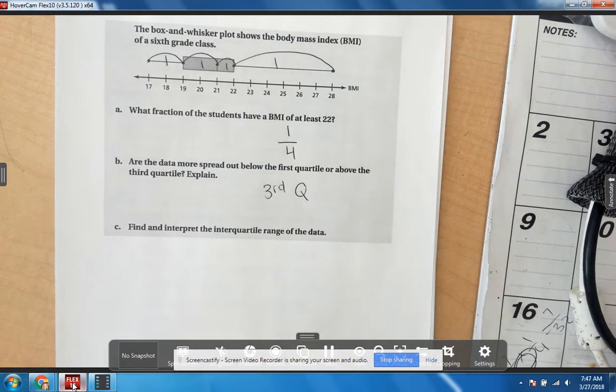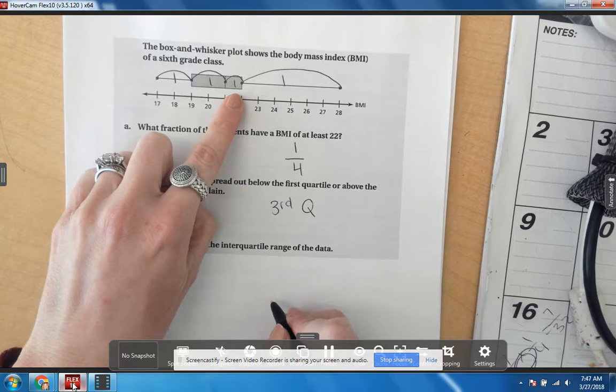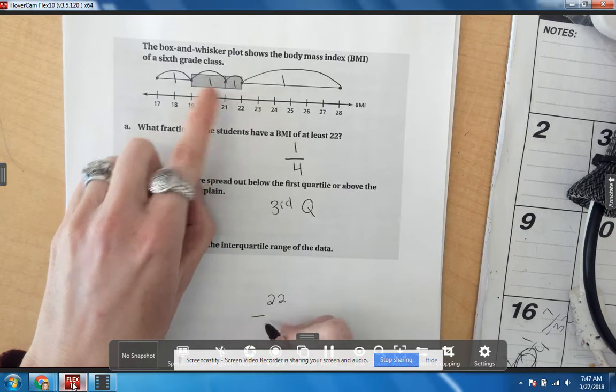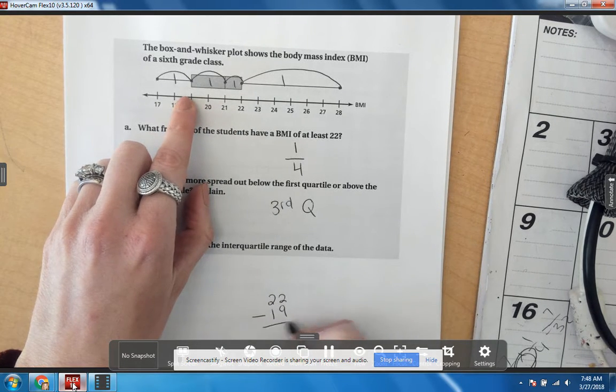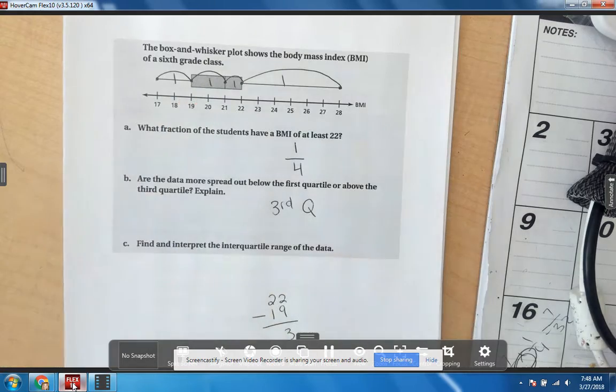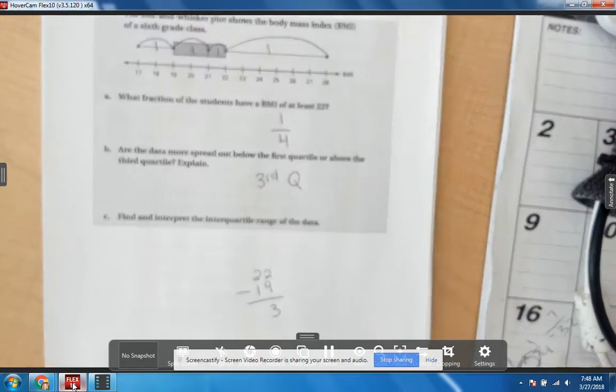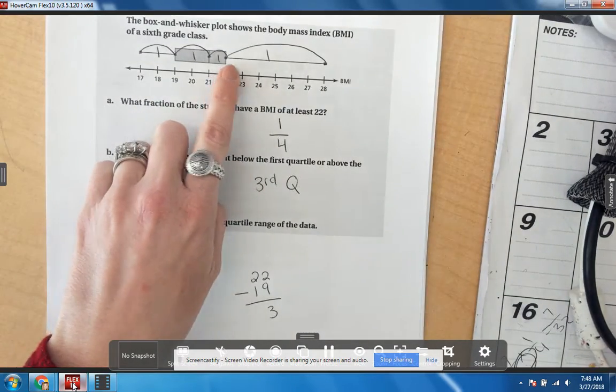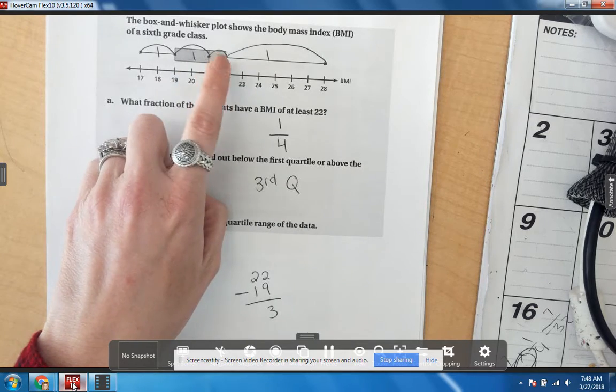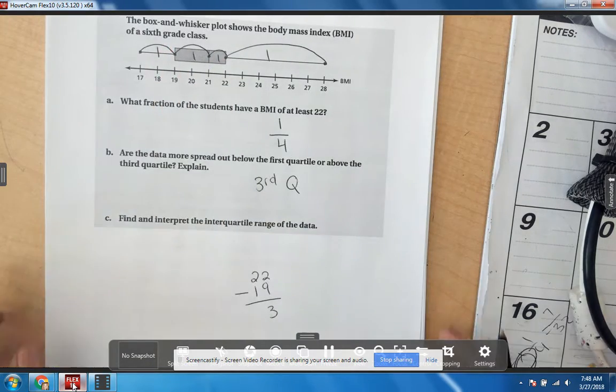Part C says, find and interpret the interquartile range of the data. The interquartile range is very easy. It's the right side of the box, which is 22, minus the left side of the box, which is 19. So that answer would be 3. Another way of thinking of it is the upper quartile minus the lower quartile, so right side of box minus left side of box.